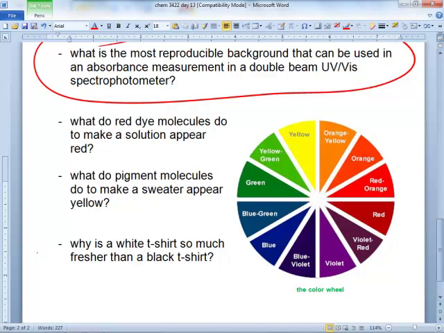Okay. Why is a white T-shirt so much fresher than a black T-shirt? Fresher. It feels better. White is reflecting all the colors, right? Is it absorbing anything? No. At least not in Roy G. Biv.